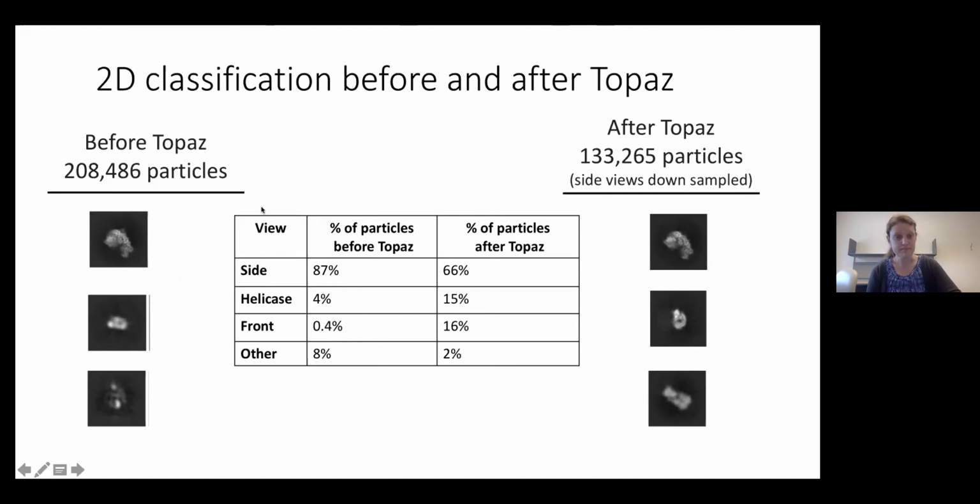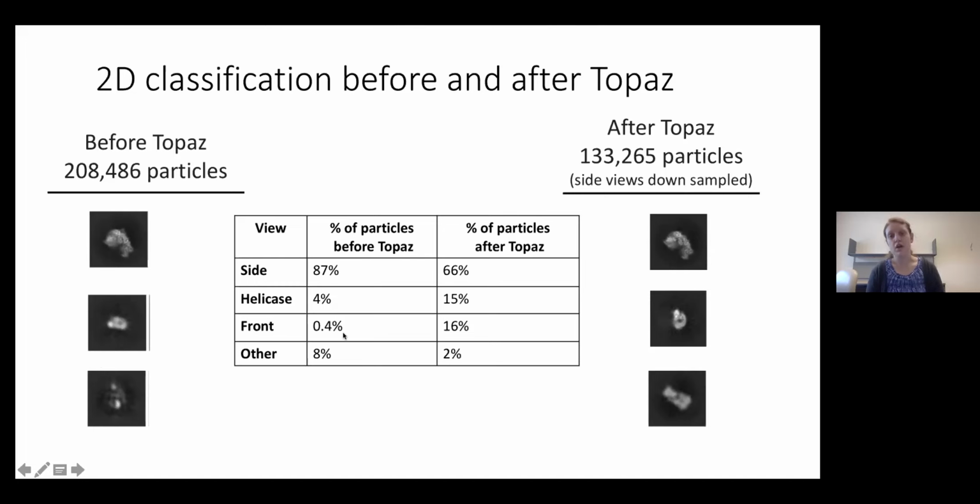With the helicase domain, again, we have very low quality, very poor 2D classifications, where we can kind of see an extra density on the helicase domain, and it's marginally C-shaped, but only 4% of the particles were represented. But after Topaz, it's now up to 15%, and many of the classes greatly improved, where we can clearly tell it's the helicase domain with an additional density coming off of the side.